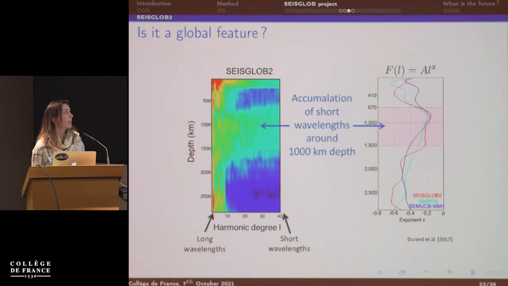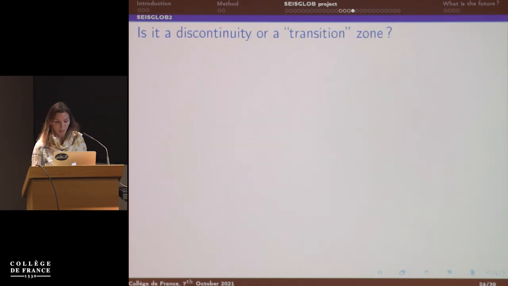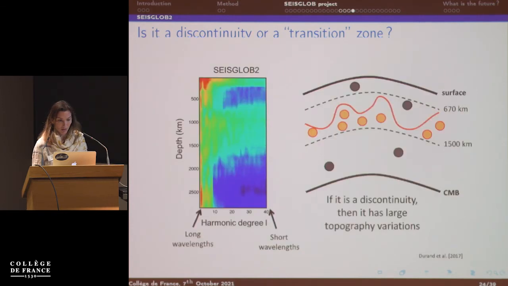You can quantify that by looking at the flatness of this spectrum, by fitting it with a power law and looking at the exponent. And you see that, of course, SEISGLOB2, the red curve, is very flat in this depth range. But you can also see that other models have a kind of maximum of flatness in their spectrum at around 1,000 kilometer depth. So now the question is, what does it mean in terms of dynamics?